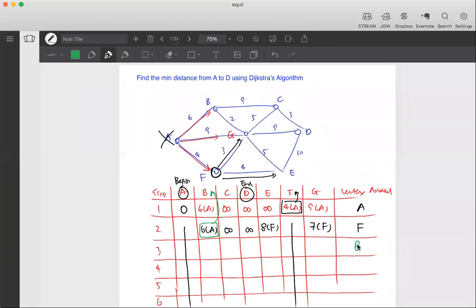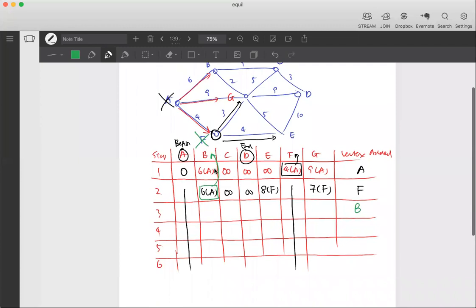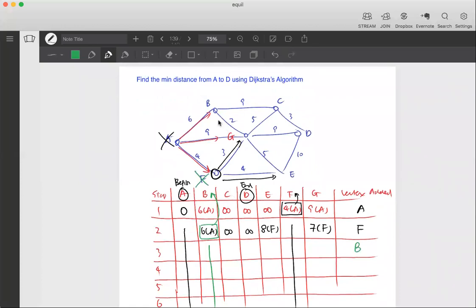As soon as you add vertex B, because F is finished, you delete F, you're never going to come back to F. And because you add vertex B, we never need to calculate the distance again, so draw a vertical line. Now let's look at where B is. B is adjacent to G and also to C. Let's write down the distance to G and to C. B, remember, is 6 units from A, so 6 plus 2 to G is 8 units.